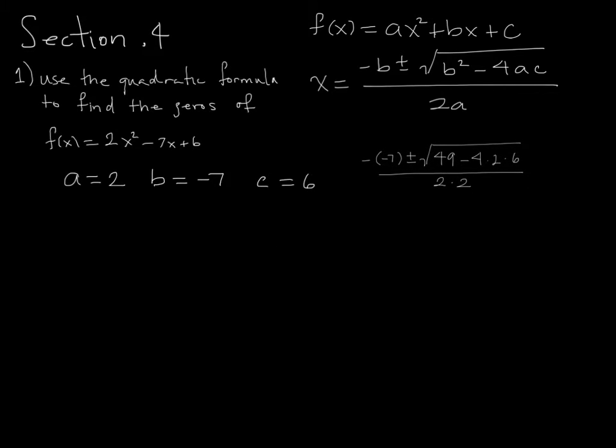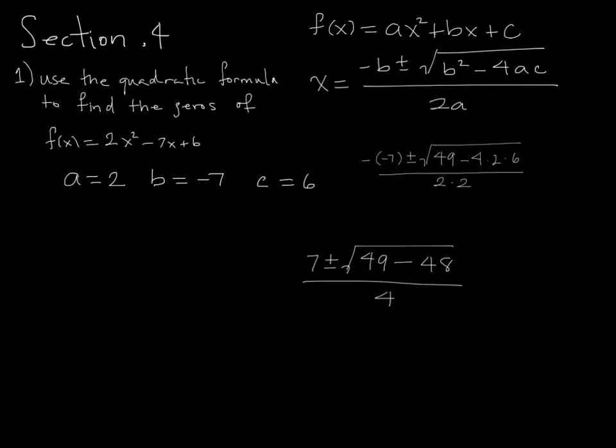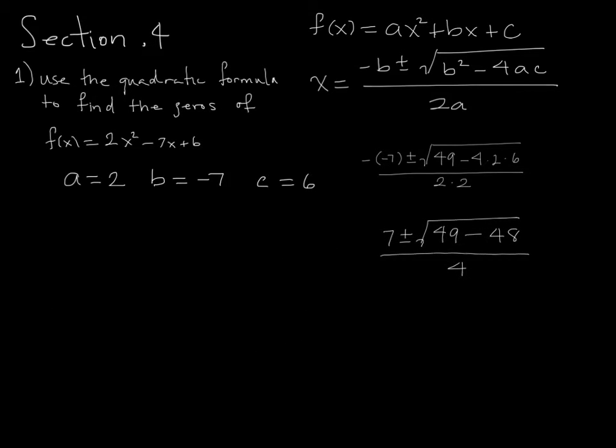And now we just simply have to simplify this. So negative times negative 7 is 7 plus or minus square root of 49 minus 48, all over 4. Now it's simply a matter of cleaning this up a little bit. And we have 7 plus or minus the square root of 49 minus 48, or square root of 1, which is 1, and we have a 4 in the denominator.